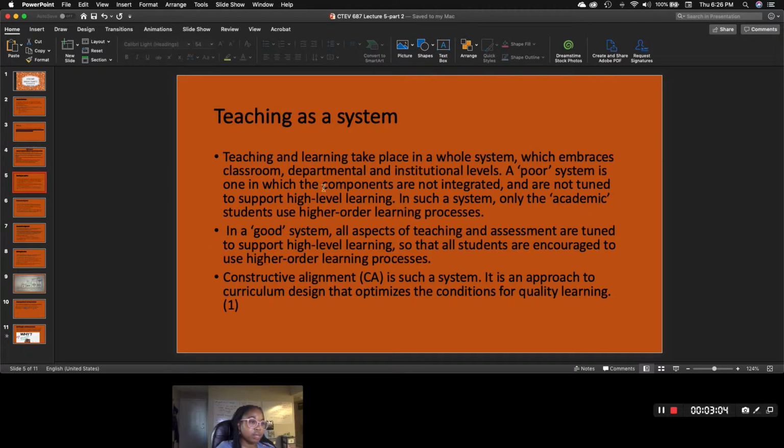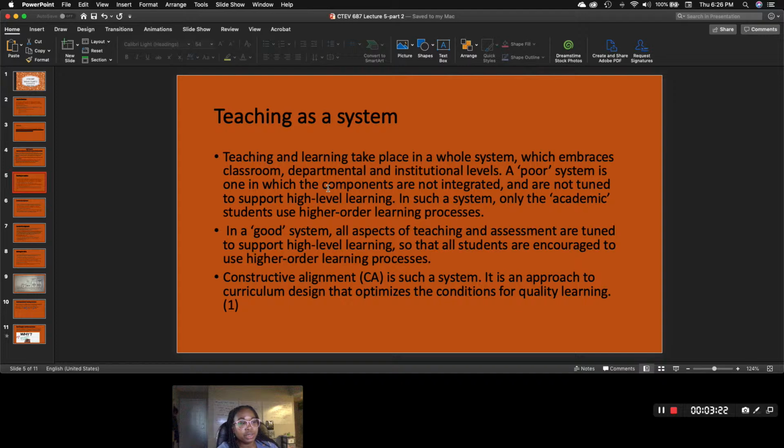The first point that he makes is that teaching is a system. And I thought that was interesting because it really is. It's like a body all by itself. Yes, your classroom is a part of the larger institute, but it really is a system, whether it's a good one or a bad one.